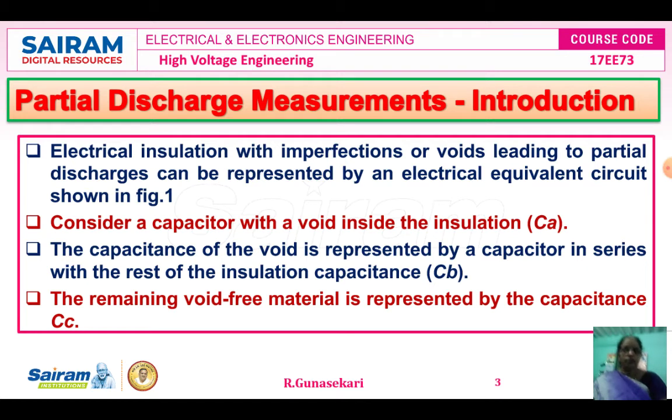Now from the figure, we can consider a capacitor with a void inside the insulation, which is denoted by Ca. The capacitance of the void is represented by a capacitor in series with the rest of the insulation capacitance, which is denoted by Cb. The remaining void-free material is represented by the capacitance denoted by Cc.